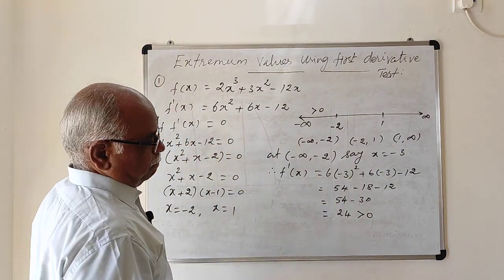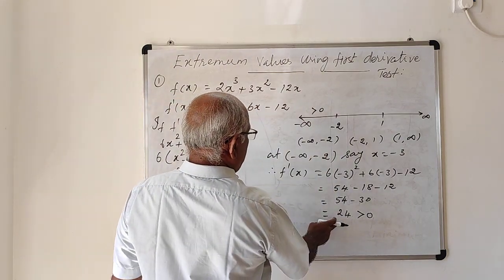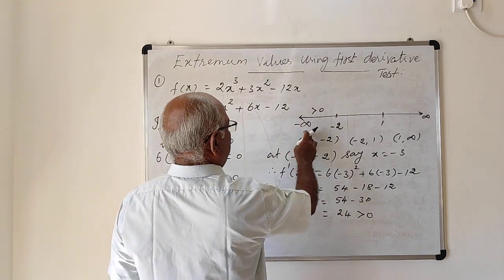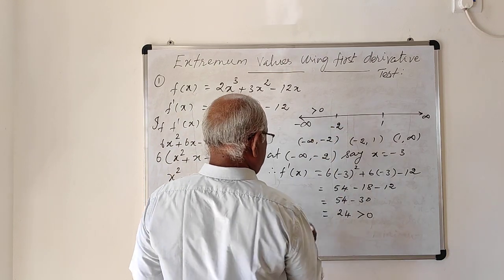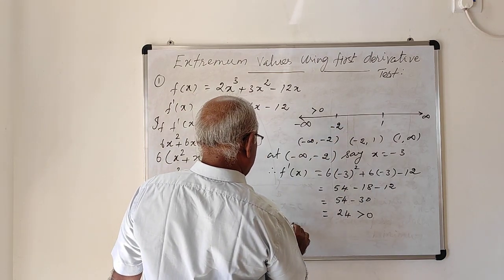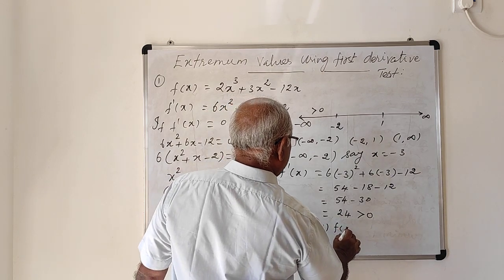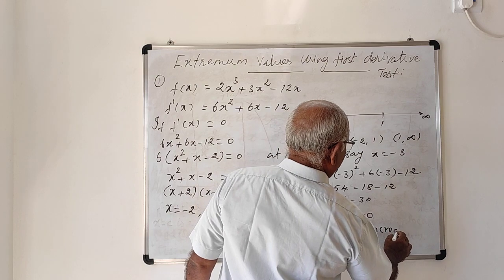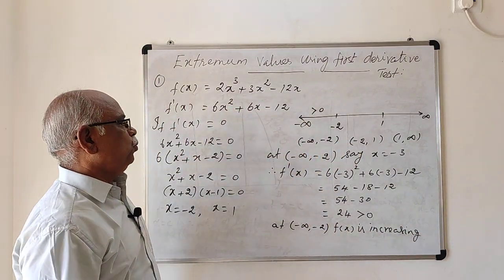Again, positive check. Therefore f dash of x is greater than 0. Therefore in the interval minus infinity to minus 2, f of x is increasing, because f dash of x is positive.